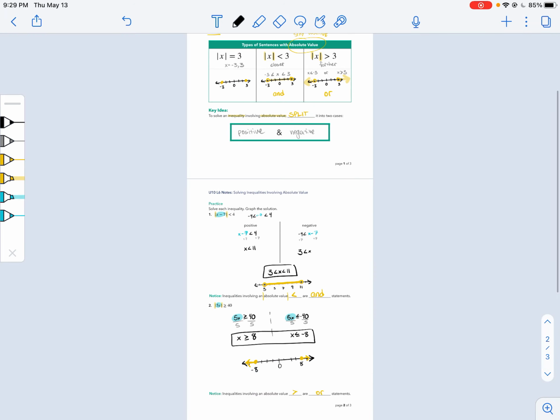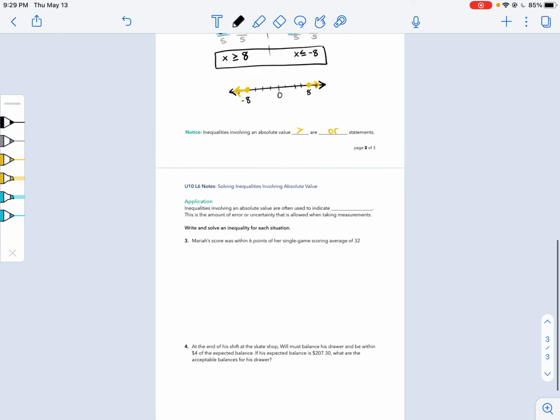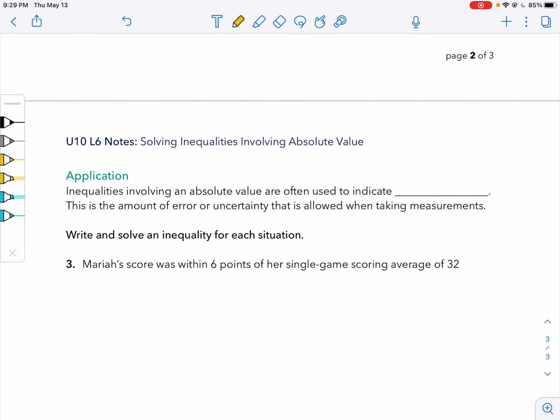Now when are we going to use this in real life? Well, we often use inequalities with absolute values to talk about something called tolerance. Tolerance is like your margin of error, giving an interval that you're allowed to be in or that you cannot be in.